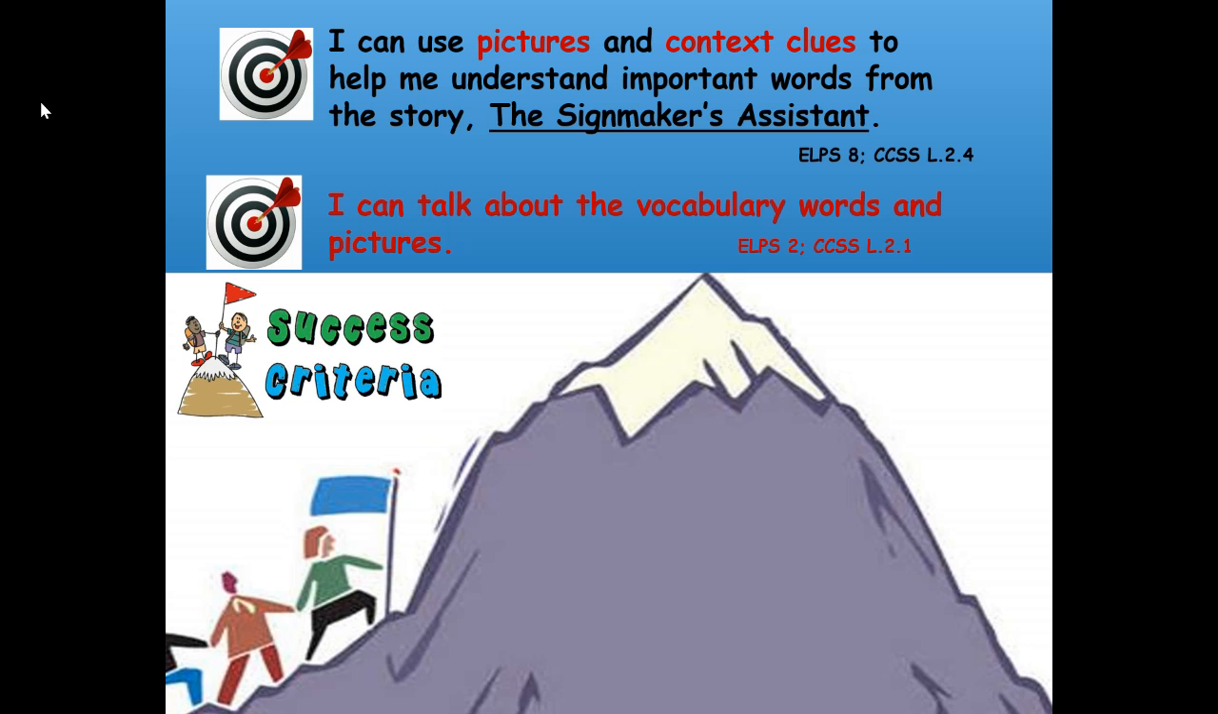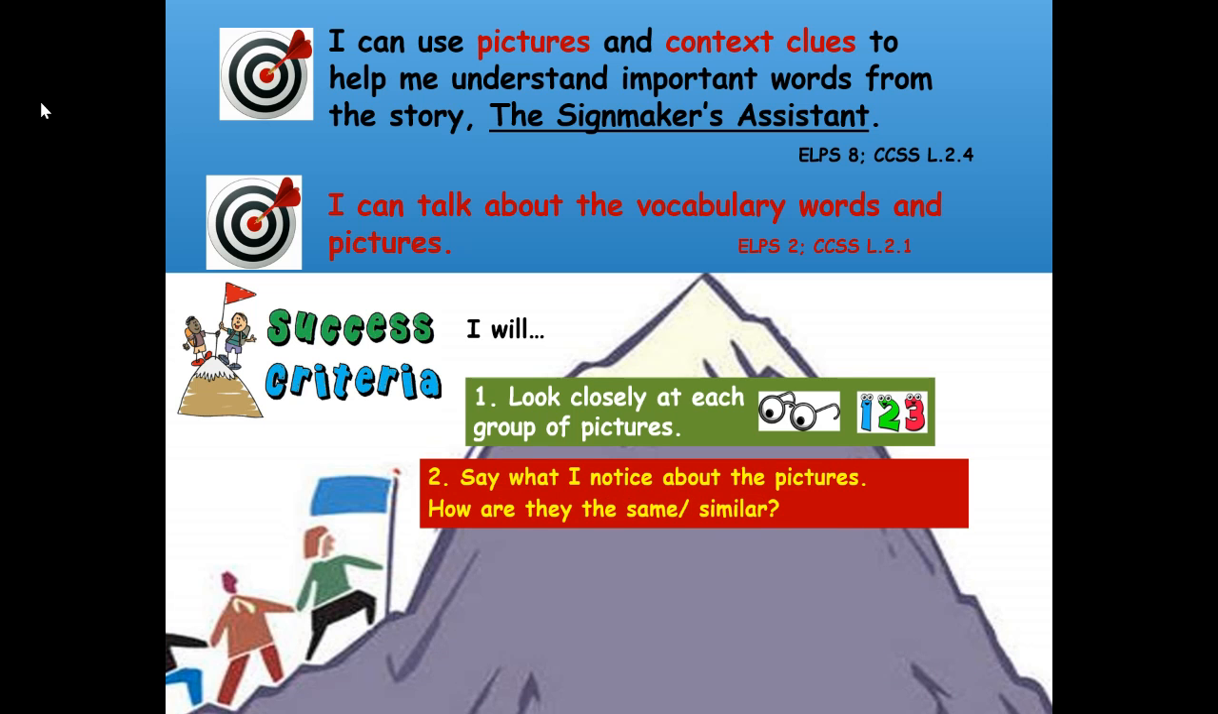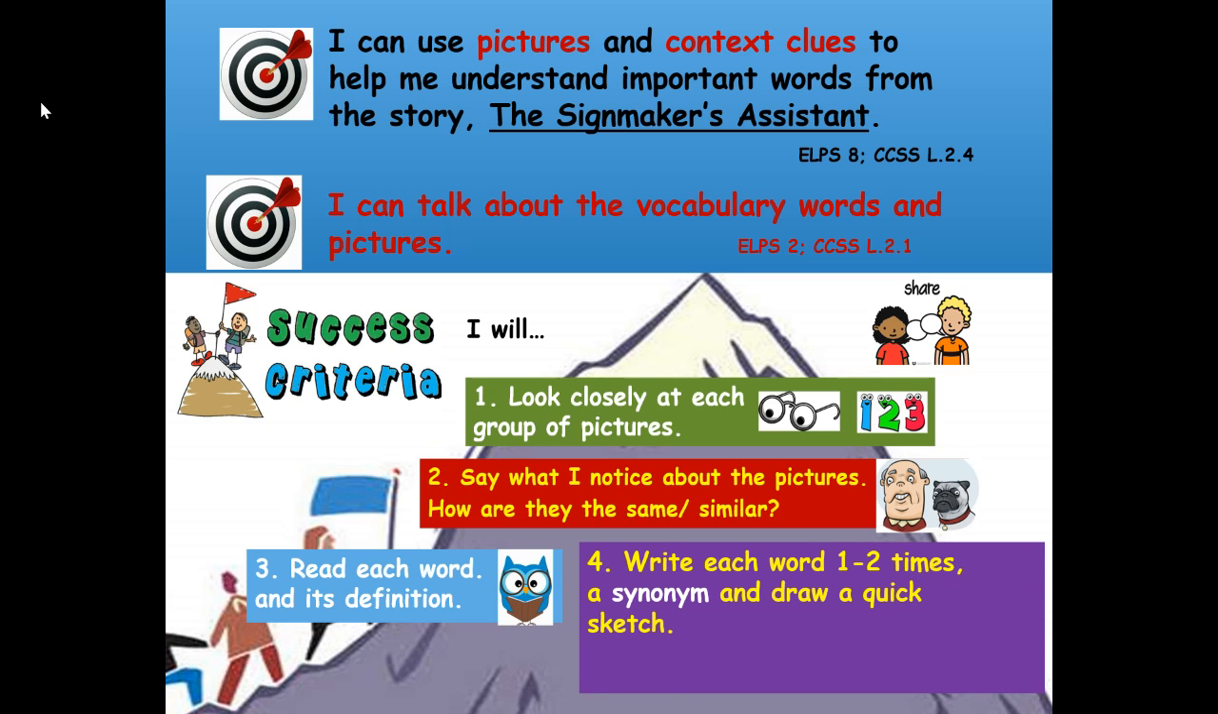And also, how will you know you're successful about talking about the vocabulary words and pictures? Well, here are our steps to success. Number 1, I will look closely at each group of pictures. Number 2, I will say what I notice about the pictures. How are they the same or similar? Number 3, I will read each word and its definition. And number 4, I will write each word 1 to 2 times, write a synonym, and draw a quick picture or sketch.